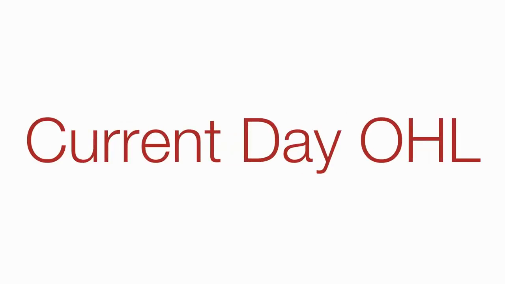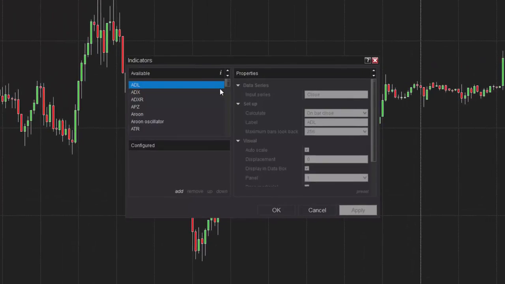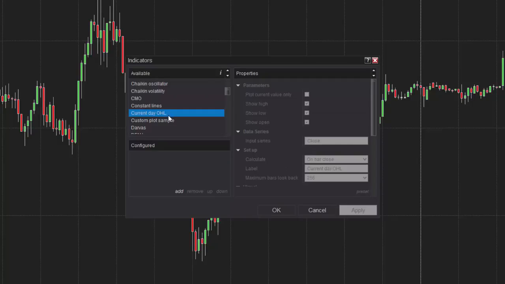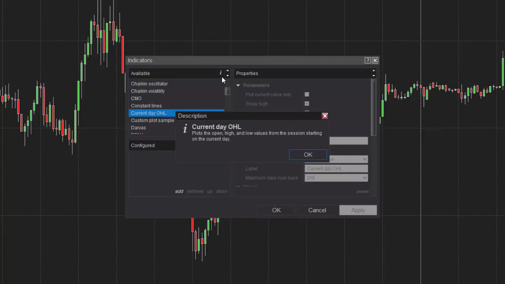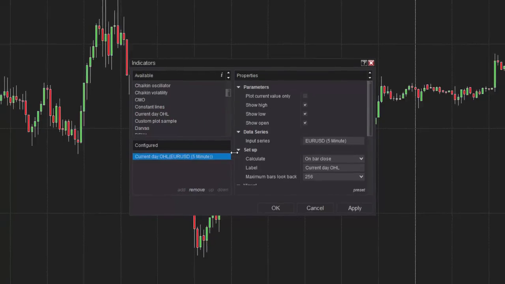Many traders closely monitor market conditions at the open of the trading day. NinjaTrader comes pre-configured with a current day open high low indicator to quickly and easily visualize important daily levels. Find the current day OHL indicator in the indicator list from a NinjaTrader chart, Superdome, or Market Analyzer to start using this tool.